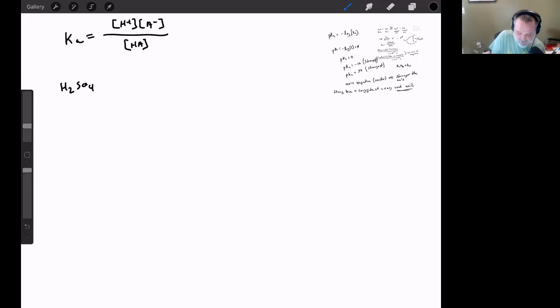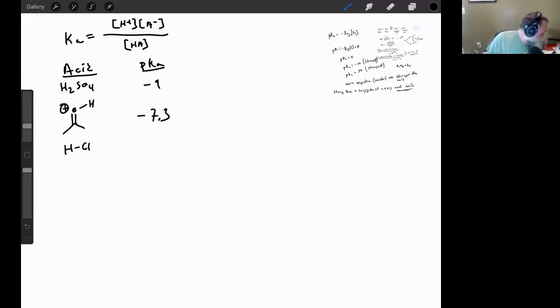It's got a pKa value. So here, let me list this down. Acid. It's got a pKa of -9. So it's really strong, right? And what about this? We could get a protonated carbonyl group. Here are some different functional groups that you should be familiar with, or at least starting to become familiar with. -7.3. What about good old HCl? It's got a pKa value of -7.